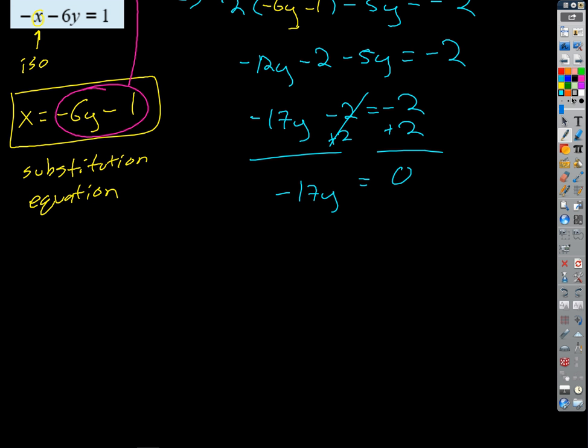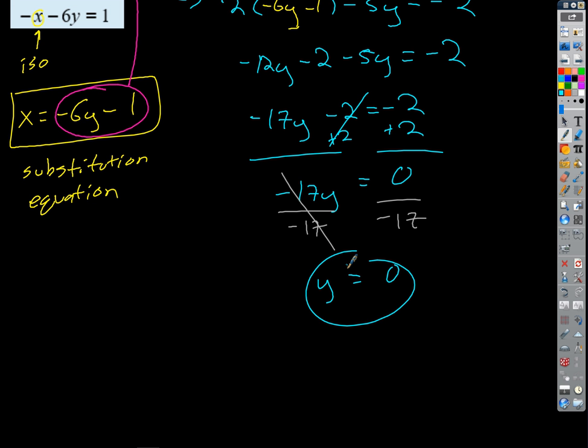Divide. Good, because y is being multiplied by negative 17. So I undo that by dividing, right? Good. And so I end up with y by itself. 0 divided by anything is 0. Y equals 0. Good. So y equals 0. So we're halfway there.